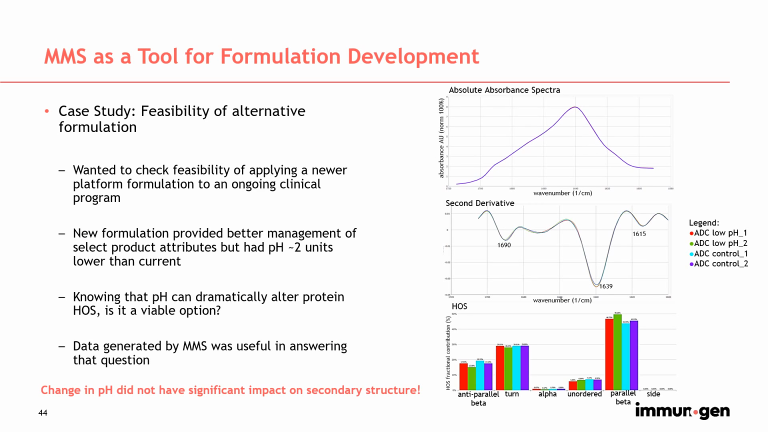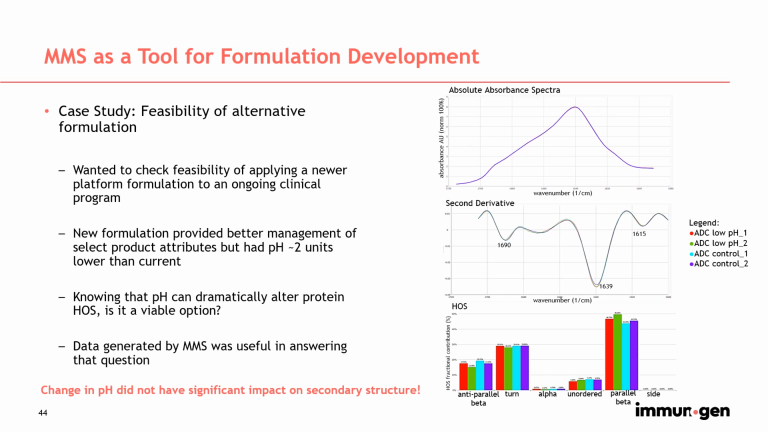This slide shows how we used MMS as a tool for formulation development. In this case study, we wanted to check the feasibility of an alternative formulation on an already ongoing clinical program. The new formulation provided better management of some product attributes, but had a pH that was 2 units lower than the current formulation. Now, as we saw in the previous examples, that pH can dramatically alter the protein higher order structure, specifically the secondary structure. We were not sure if this was a viable option for this product.